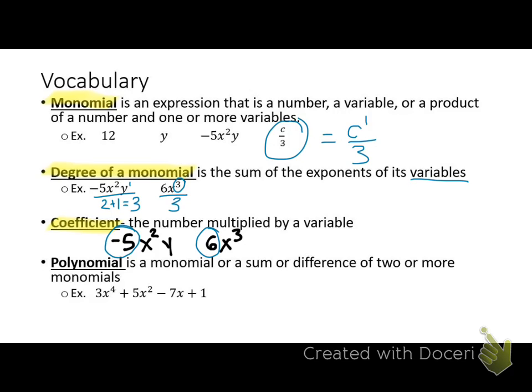Okay, so our next term is polynomial. So a polynomial is a monomial, or a sum or difference of them. So while a monomial could not have addition or subtraction, polynomials can. Okay, so this example down here is a 1, 2, 3, 4. It has 4 monomials in it. So this one has 4 terms. But each term individually is a monomial. And I can add or subtract them. I'm allowed to do either.